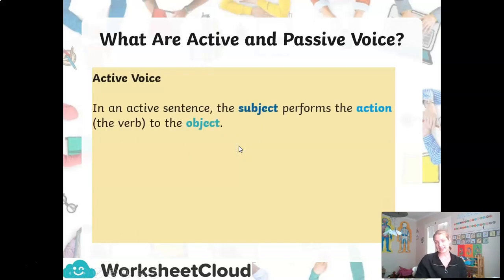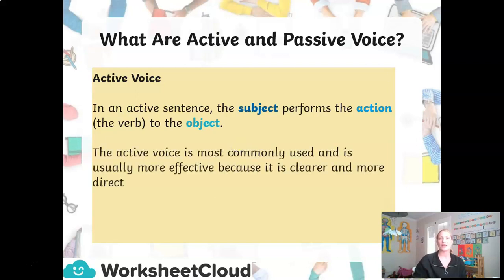An active sentence, the subject performs the action to the object. Okay, so those 3 sentences we just looked at, those were all in active voice. The active voice is the most commonly used and is usually the most effective way of communicating because it's clear and direct. So if a teacher is giving you instructions, the teacher will say something very clearly.